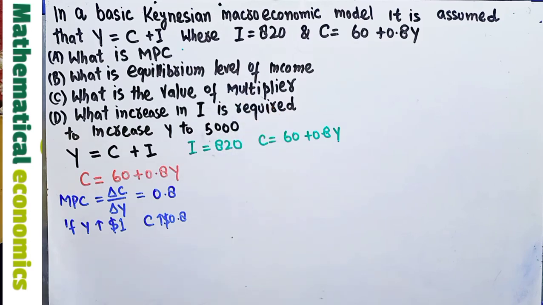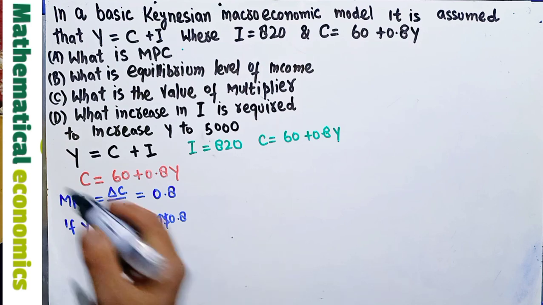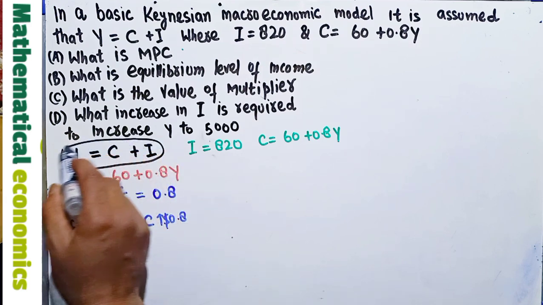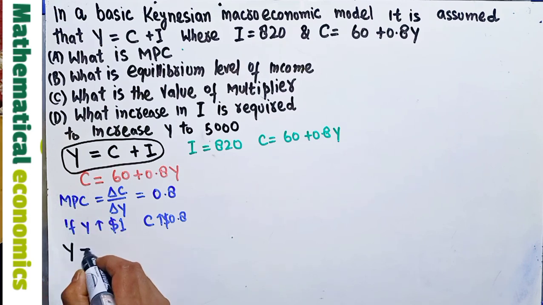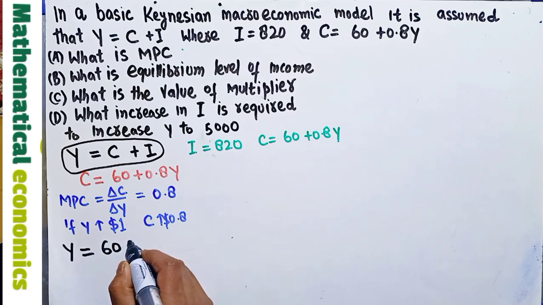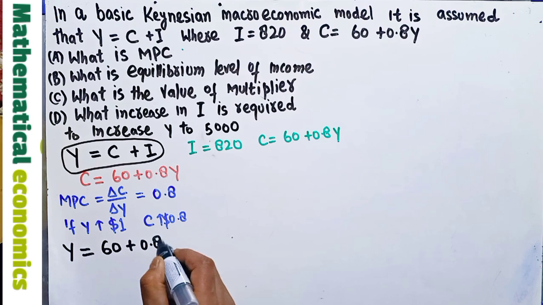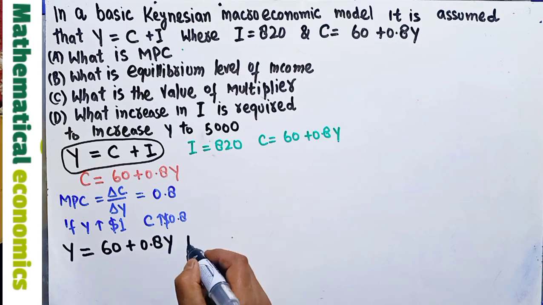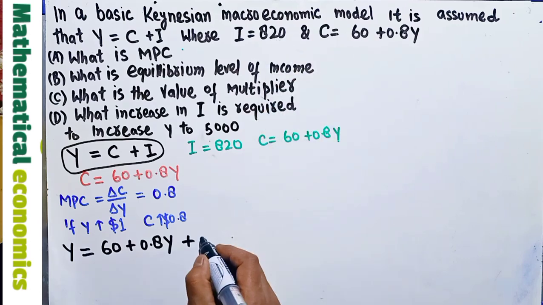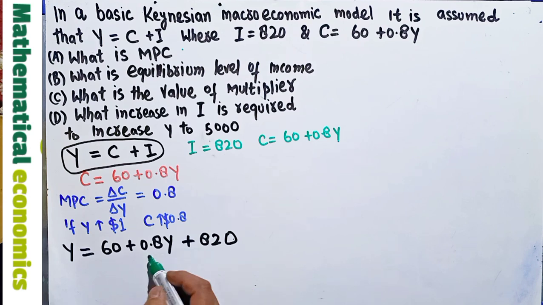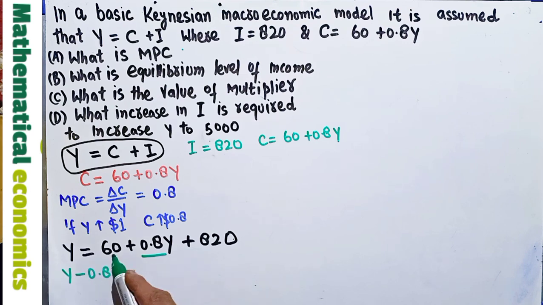For the equilibrium level of income, we solve the given identity, that is, total income Y will be equal to the consumption expenditure, which is 60 + 0.8Y, plus the value of I, which is given to us as 820. Now if we solve this for Y, let us transpose this term to the LHS, so it becomes Y - 0.8Y = 60 + 820, which comes out to be 880.